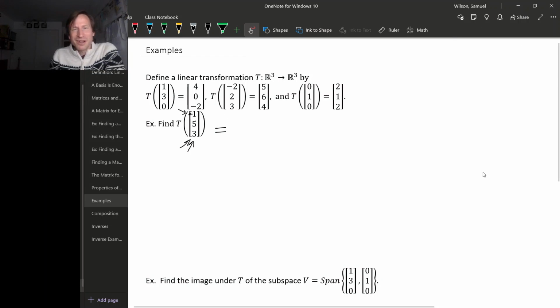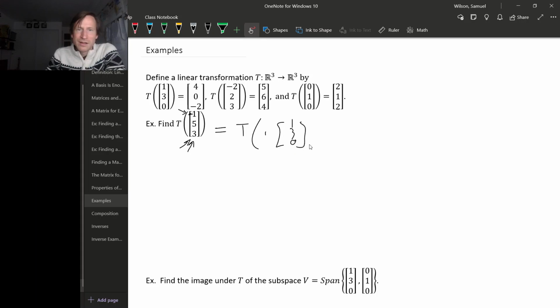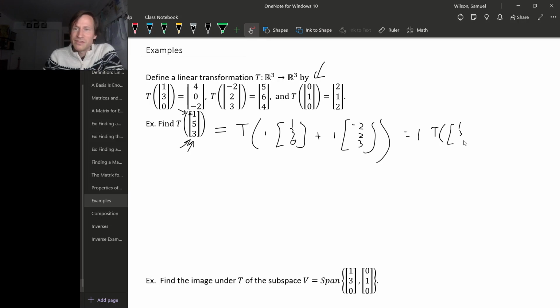Okay, so the point here is if you happen to notice that your vector is a nice linear combination, you can skip all that work of having to work out V and W and finding the matrix that represents T. Instead, you can just write this vector as a linear combination of your basis. So let's see, it's 1 times 1, 3, 0 plus 1 times minus 2, 2, 3. Turns out we don't need this basis vector at all. Then you can use the characteristic property of linear transformations. So 1 times T of 1, 3, 0 plus 1 times T of minus 2, 2, 3.